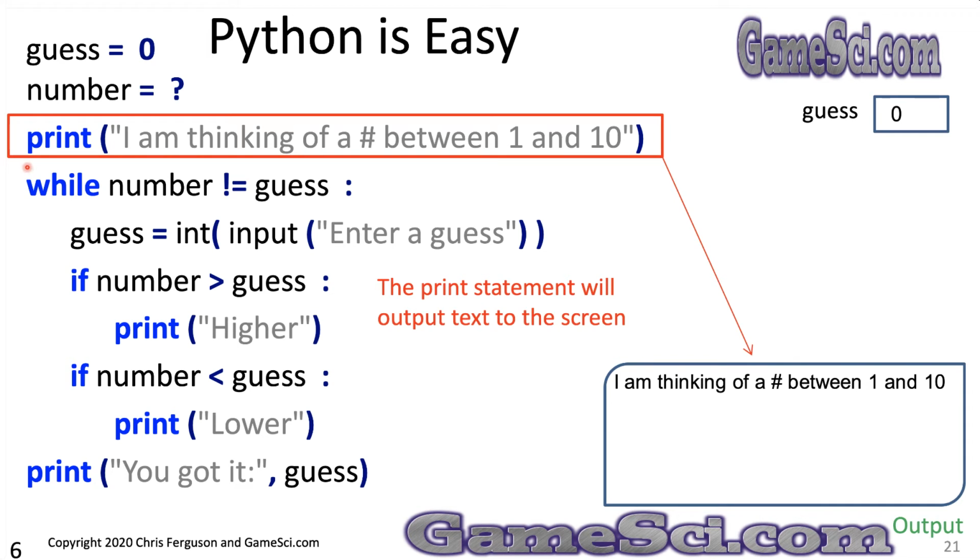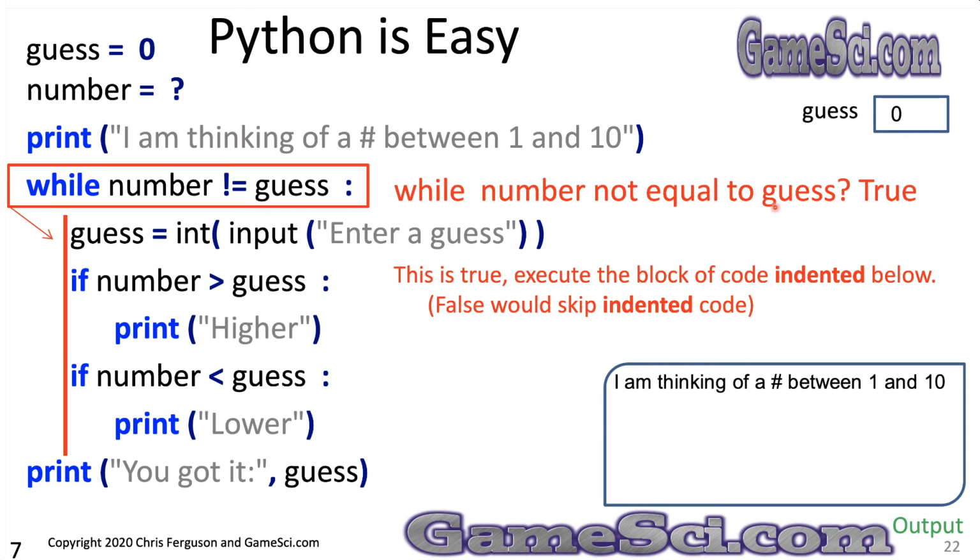Our first executable line of code: print, "I'm thinking of a number between 1 and 10." And there you can see it up in the output. The print statement will output text to the screen, and that's the start of the game, informing the user what they need to do: guess the number from 1 to 10.